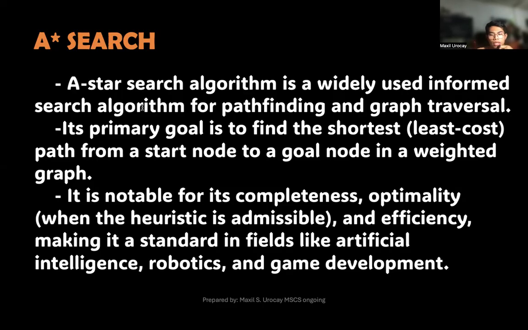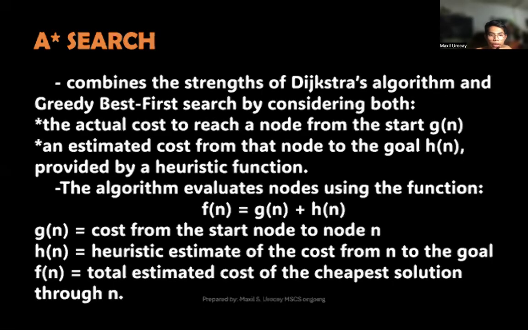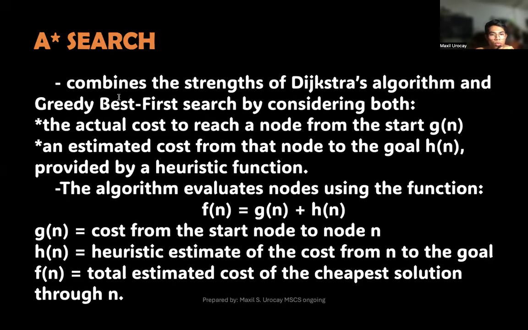So in this case, it combines Dijkstra's algorithm and greedy best first search, as I mentioned, by considering both the actual cost to reach a node from the start, which is the g of n, the value of those weighted graph edges, and an estimated cost from that node to the goal, which is the h of n, provided by a heuristic function. That is the function for the h of n.